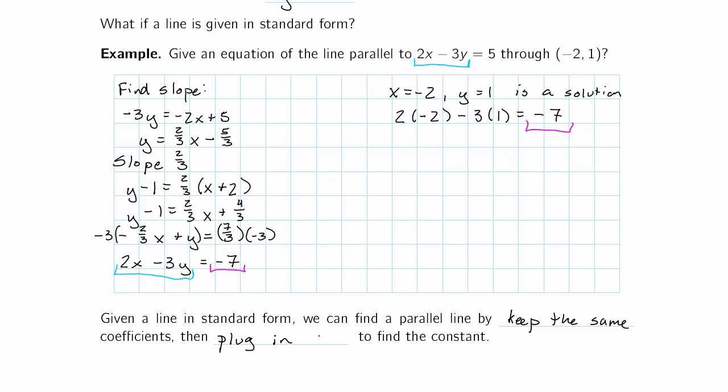to find the constant. Now, if you don't remember to do that, solving for y and finding the slope, and then writing down the point-slope form is also a correct method. But if you do remember to do that, you can save yourself a lot of effort and be able to just write down the equation of a parallel line in standard form.